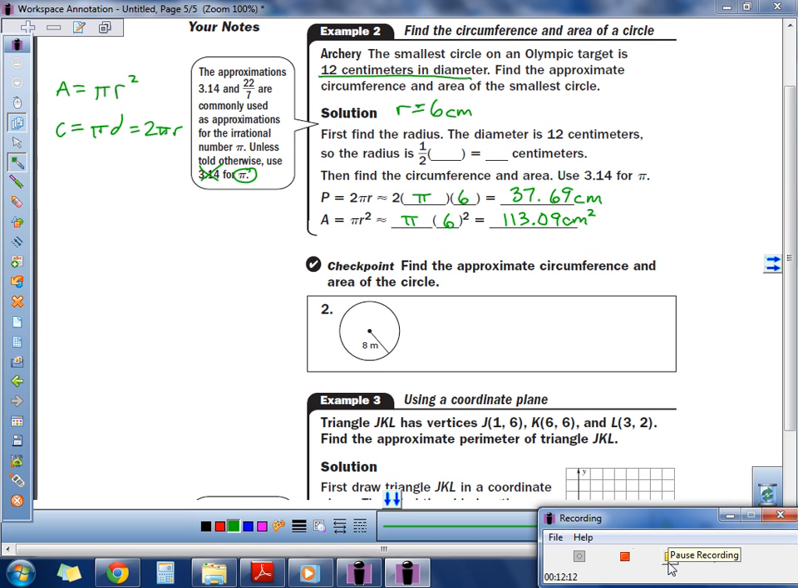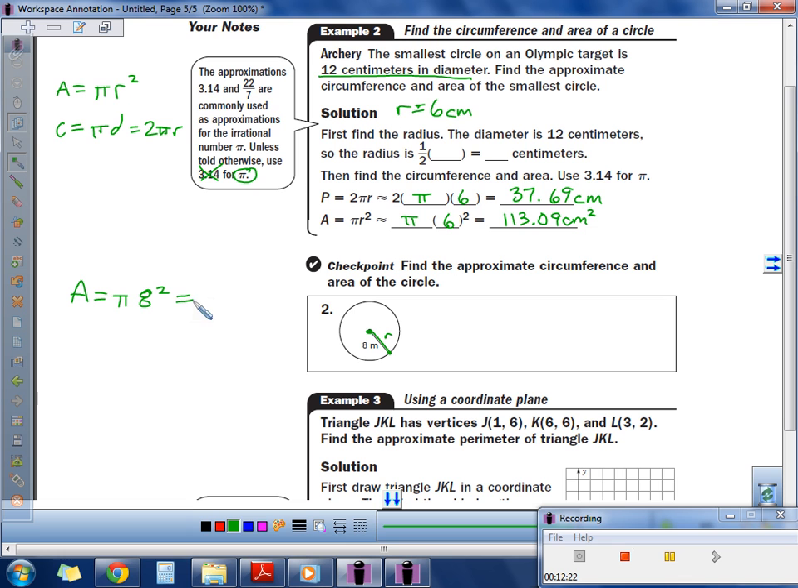On this next checkpoint, they give you a little piece on a picture. They don't tell you what it is, though. Is that a radius or a diameter? A radius always goes from the center to the edge on the circle. So that is a radius. So I can substitute that into both my formulas that we discussed earlier. So A equals pi 8 squared. When you type that in, what do you get?